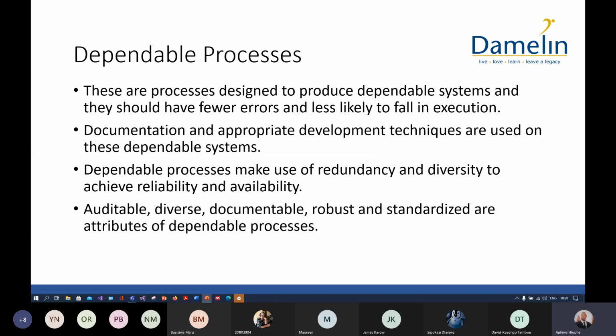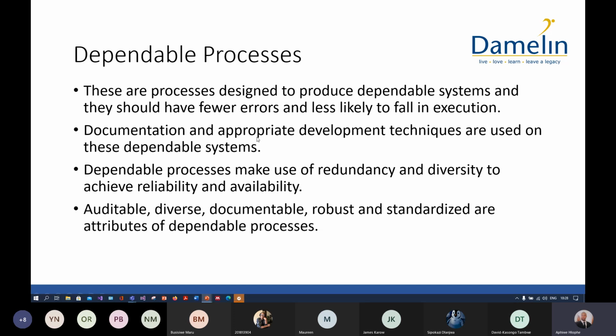So dependable processes are also auditable, diverse, documentable, robust, and standardized. Those are attributes of dependable processes. So the processes that yield a dependable system also contain certain attributes which you can measure them by. We say they have to be auditable, they have to be diverse and documentable, robust, and standardized in line with industry standards.